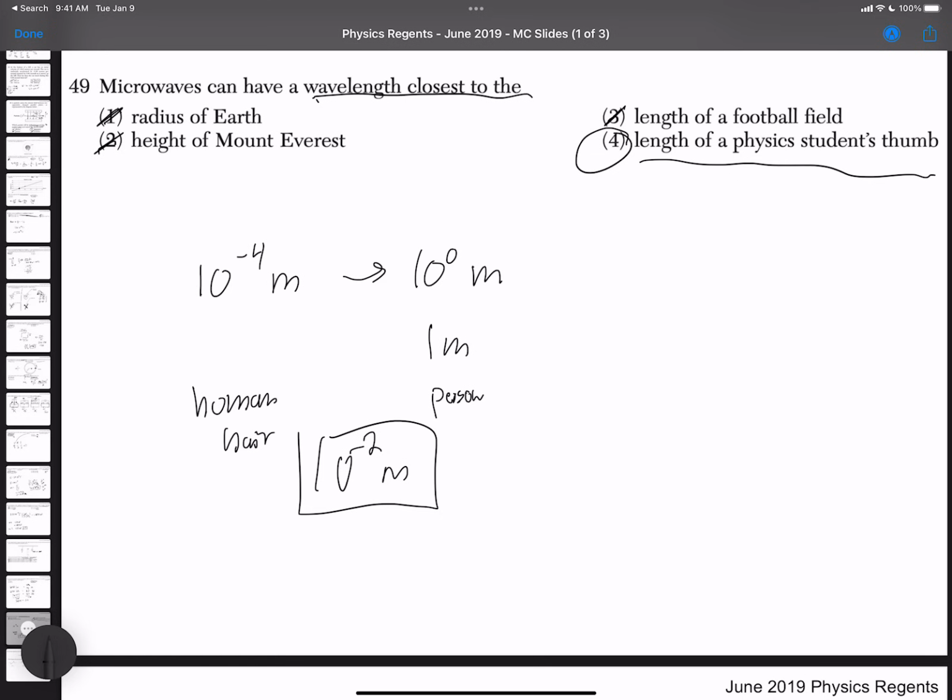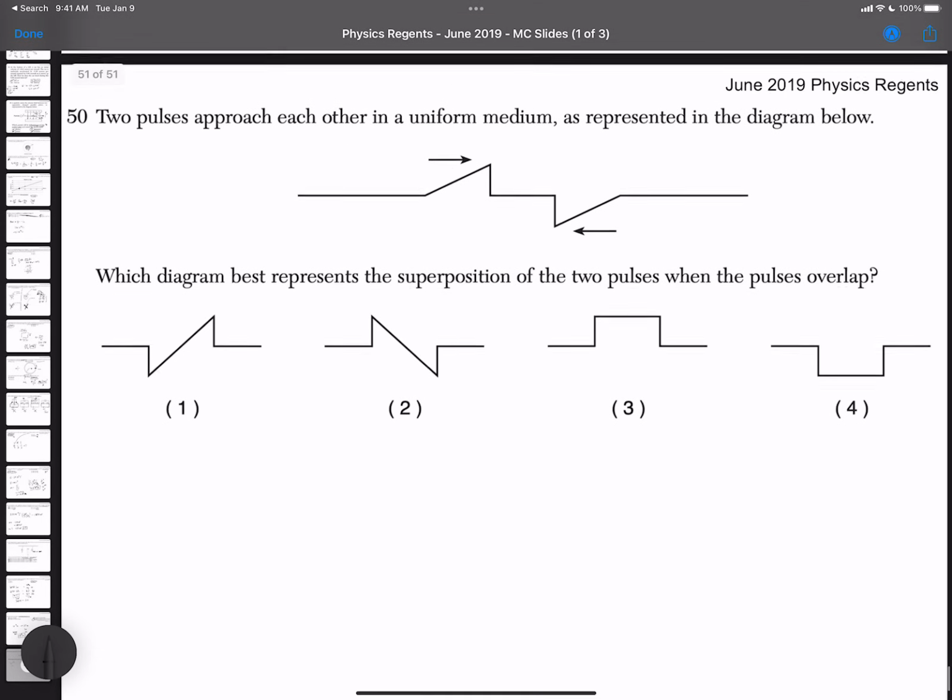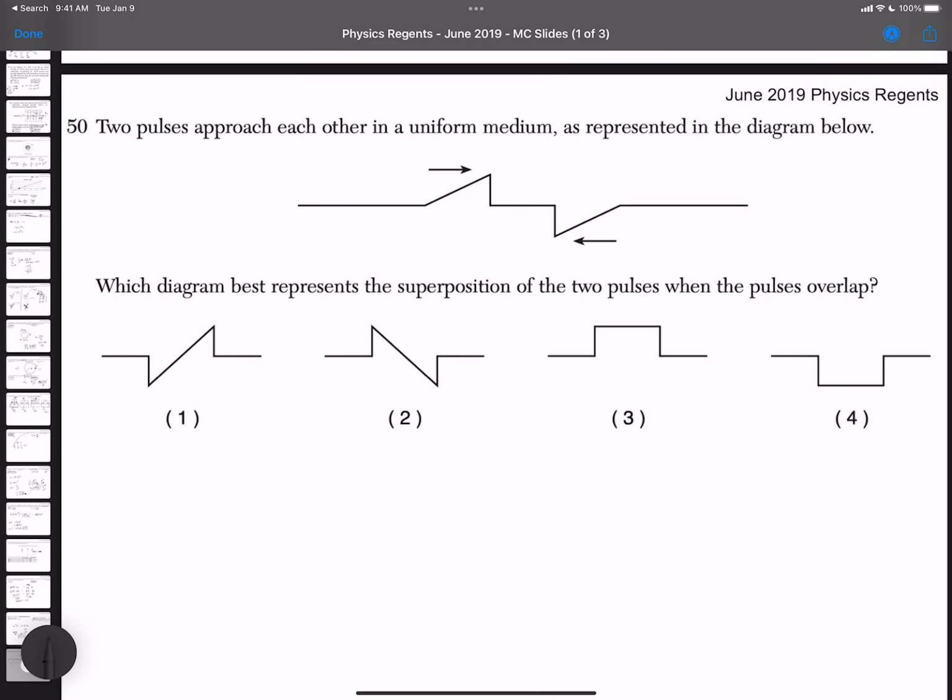These types of questions are really tricky. And I think the way you have to work through them is by trying to write down these powers of 10 to help you. All right, and then finally, question number 50. 2 pulses approach each other in a uniform medium as represented in the diagram below. Which diagram best represents the superposition of the 2 pulses when the pulses overlap?